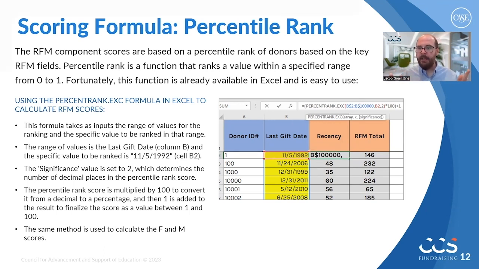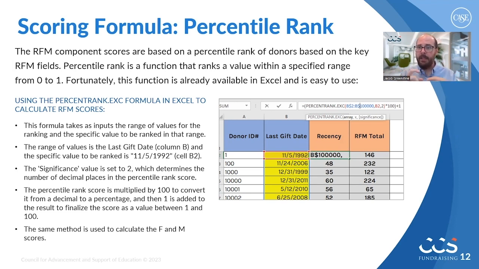It's this PERCENTRANK.EXC. It will be the key of what we do. And then we're going to do a couple simple transformations to turn it from a 0 to 0.99 sort of percentile to a 1 to 100 score. So let me take a moment to explain the percentile rank function itself, and then the simple transformations that we do to it. So the formula takes as its inputs three main arguments here.